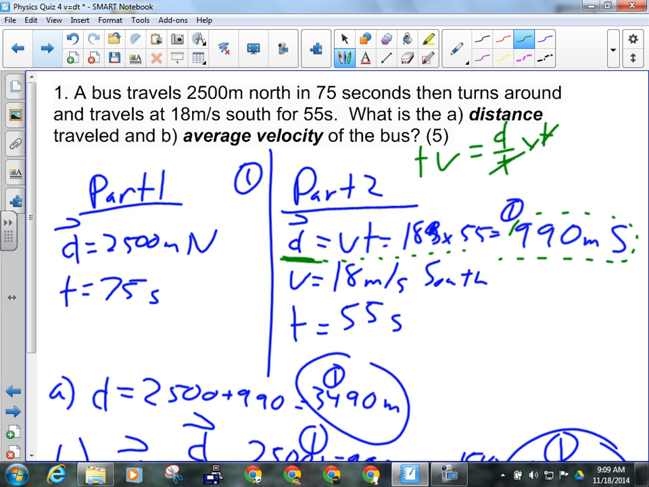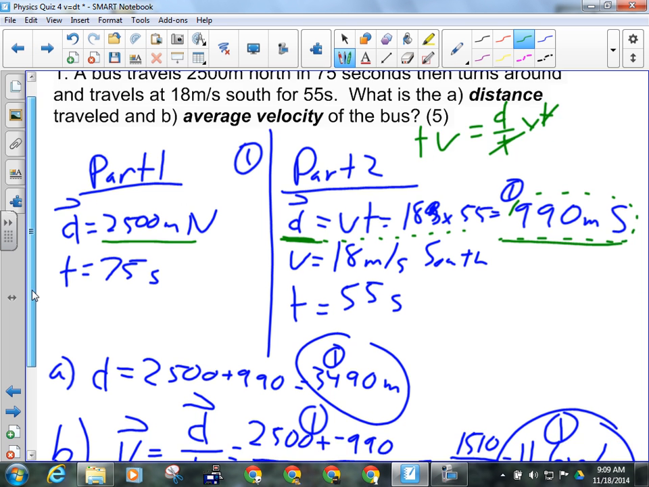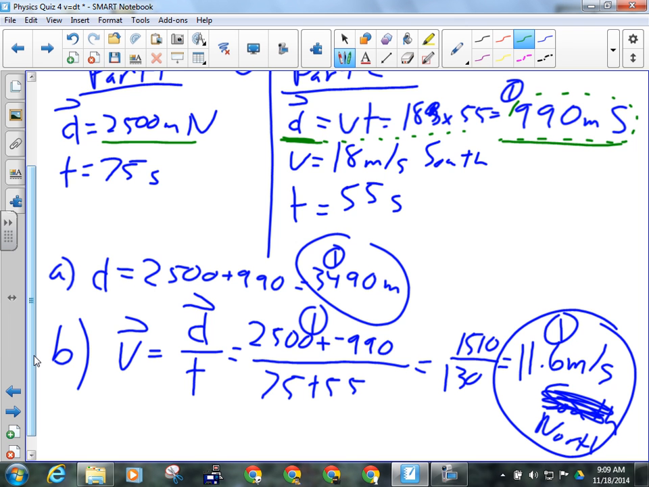Now that I have how far it traveled in both parts, if I want to calculate distance, all I have to do is what with this number and this number? Nope. I don't subtract. I add, because direction doesn't matter for distance. Distance is scalar. It just wants to know how far I went. So for part A, here's their next mark. 2,500 plus 990 is 3,490 meters. One mark for 3,490 meters.